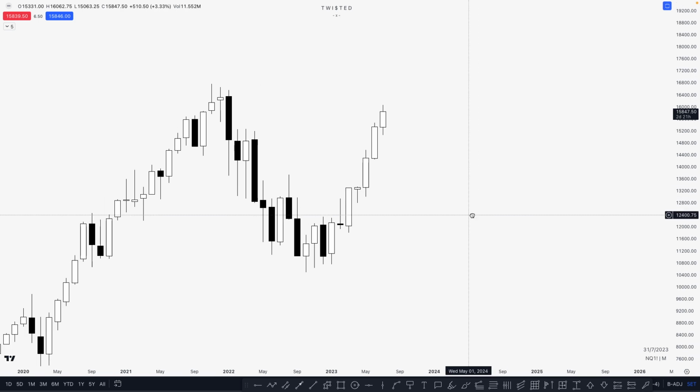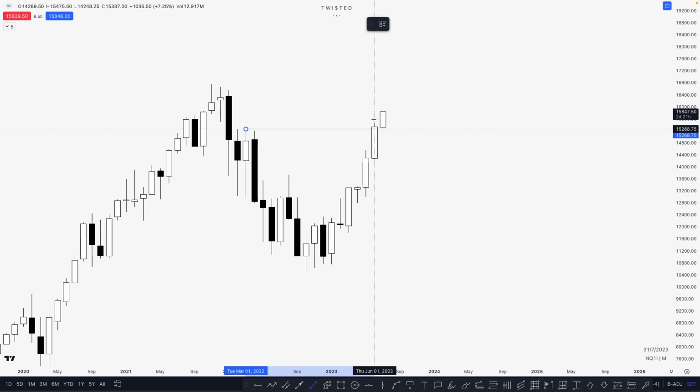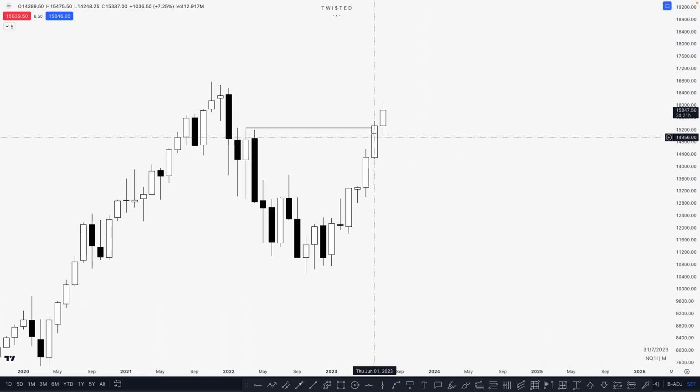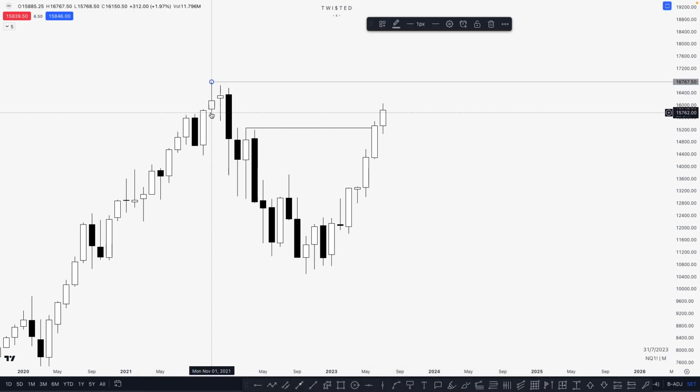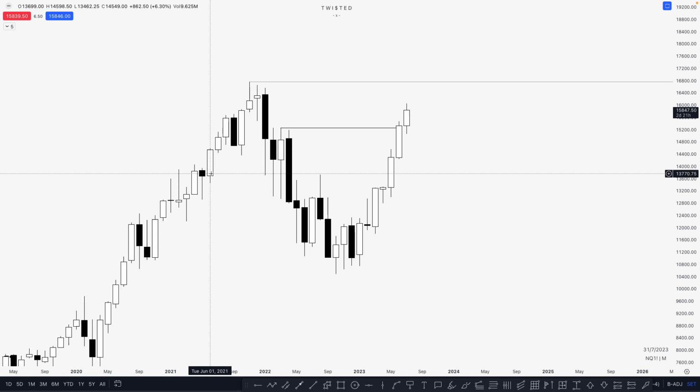So starting off with the monthly time frame, compared to ES, we have taken the intermediate term highs, which were created in March on ES. Compared to that in Nasdaq, we have taken the highs up here, and we have closed above it, and we have had a bullish month after that, and we are fast approaching the all-time high that was created just around here back in November 2021.